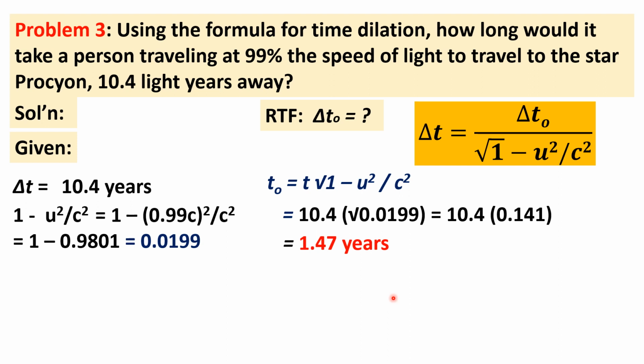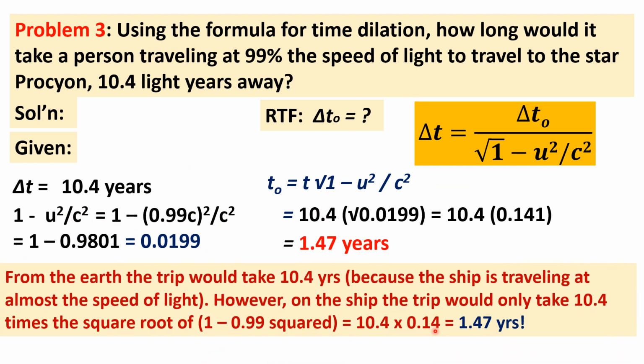So from the perspective of the person traveling at 99% the speed of light, it would take him 1.47 years from his frame of reference to reach the star Procyon. But from the reference of an observer on Earth, it would take 10.4 years. And as expected, the proper time, or the time at rest, t naught, is equal to 1.47 years.